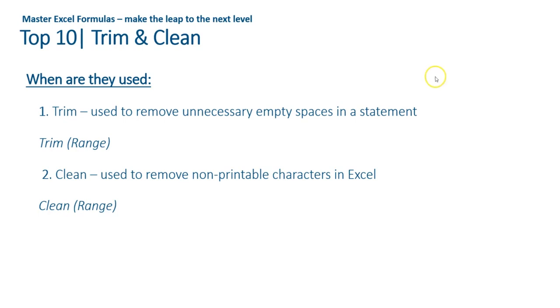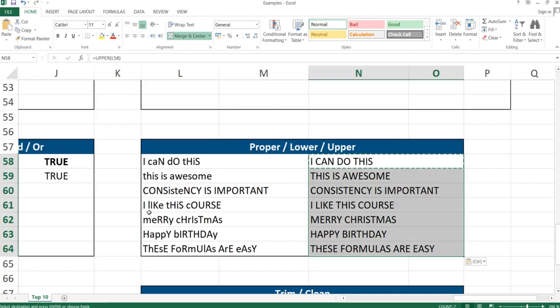Now the next two functions we have are trim and clean. Trim is a very useful function because it removes any unnecessary empty spaces in a statement, and the structure again is very, very simple. All we need to do is select the cell or the range. Clean does something a little bit different. It is used to remove non-printable characters in Excel. Again, the structure is the same as the trim function. So let me show you what I mean by giving you a couple of examples.